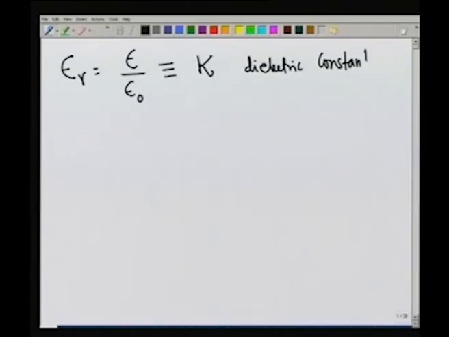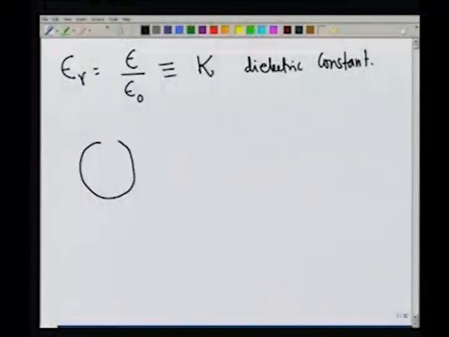If you remember, I displayed a table where I showed a large number of values for k. For air it is very close to 1.006 or some such thing, and it goes all the way up to something like 80 for water, and there is a large number of materials. For example, paper has a dielectric constant around 2, and so on and so forth.